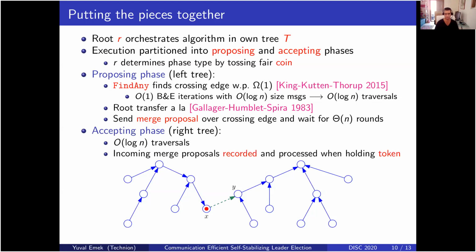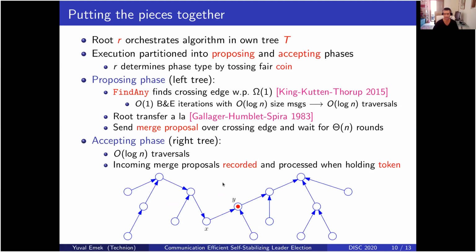Node Y, while taking part in an accepting phase, records each proposing message it receives, each merge proposal. And this merge proposal will be processed once Y receives the token of its own tree. When this happens, Y sends a designated message to X acknowledging that the merger can take place. And following that, X becomes a child of Y. So the two trees are actually merged together.